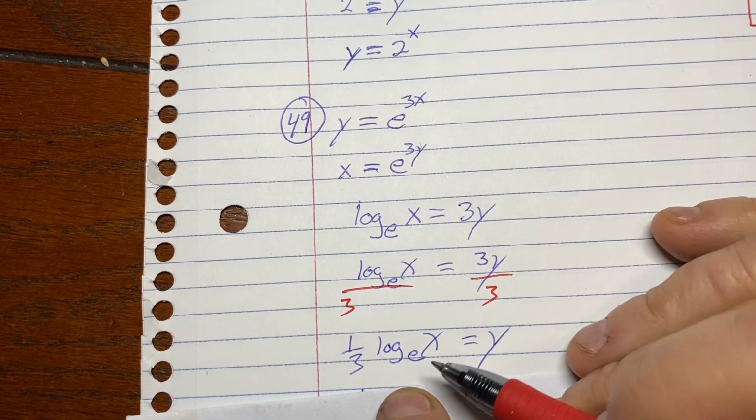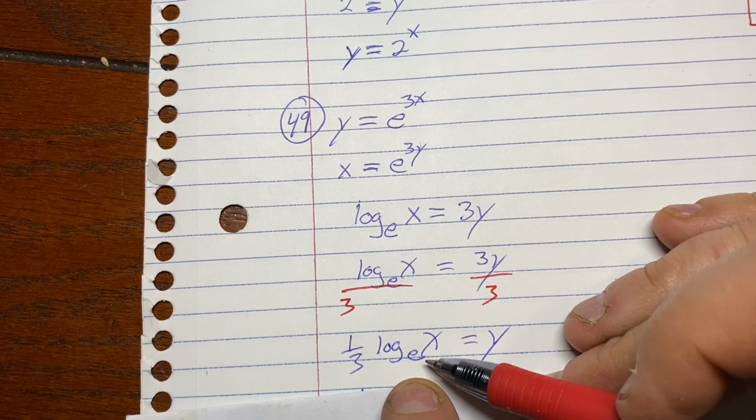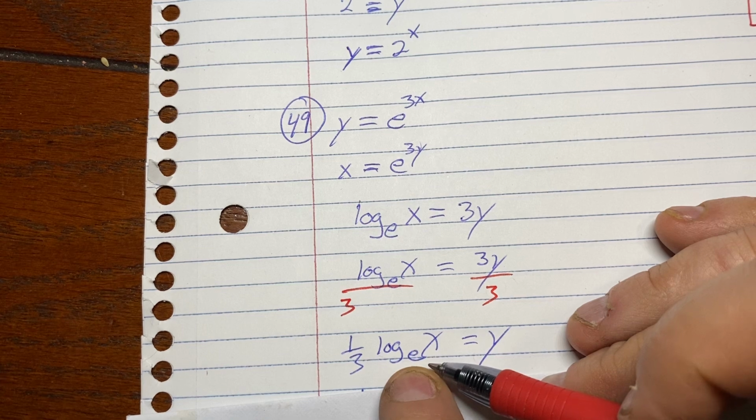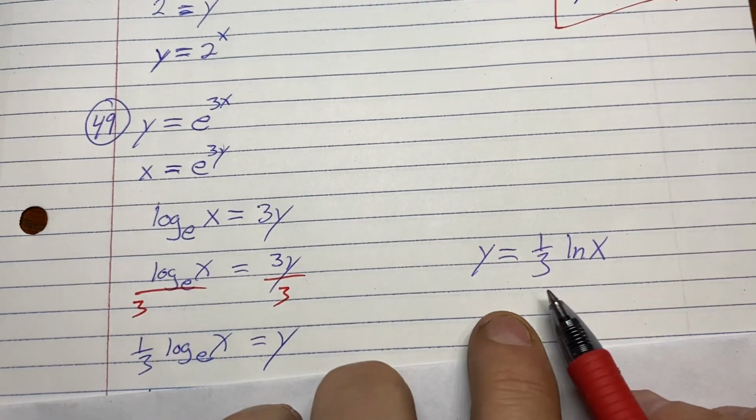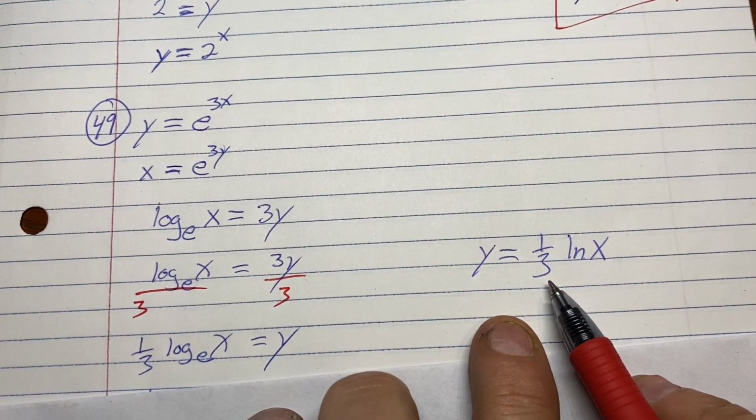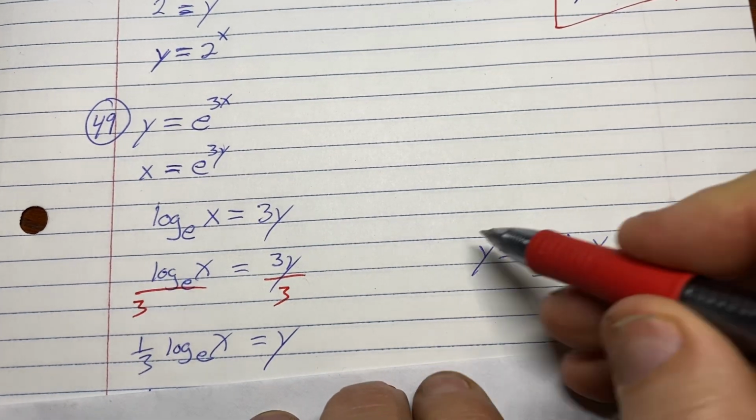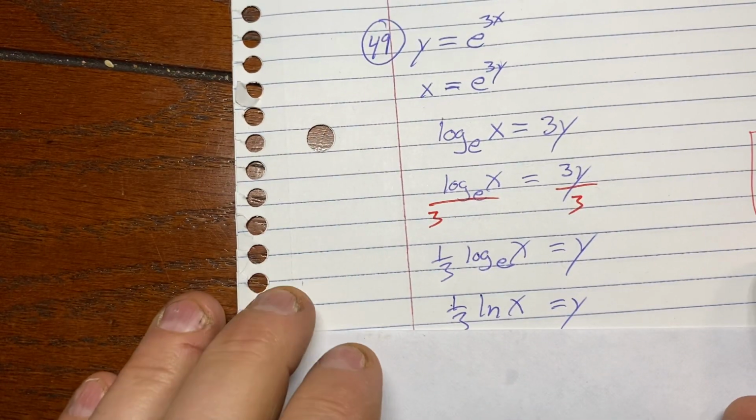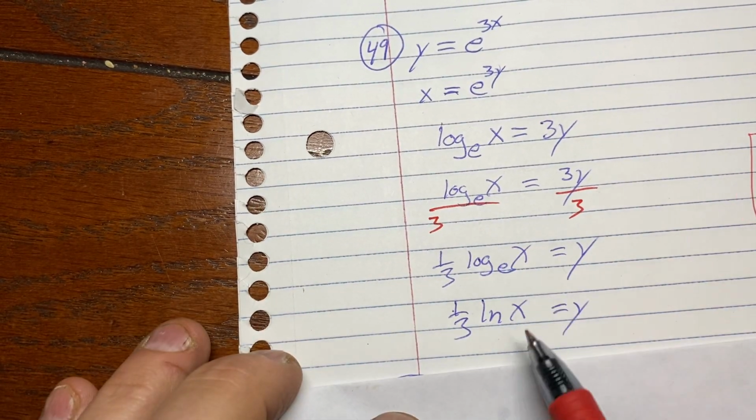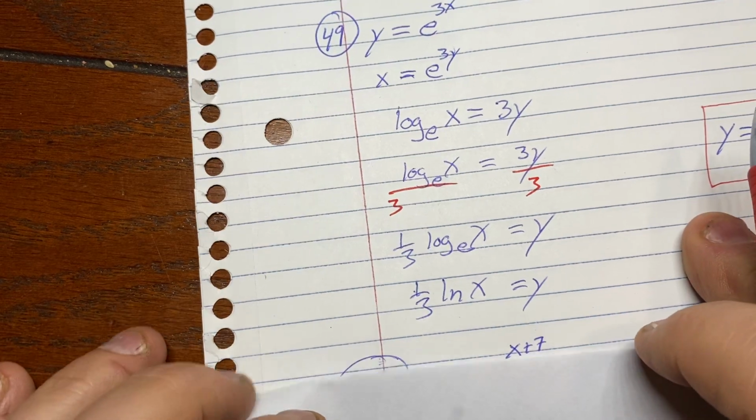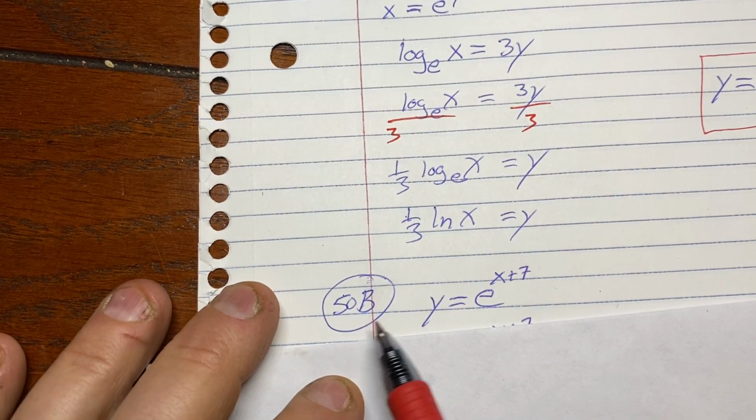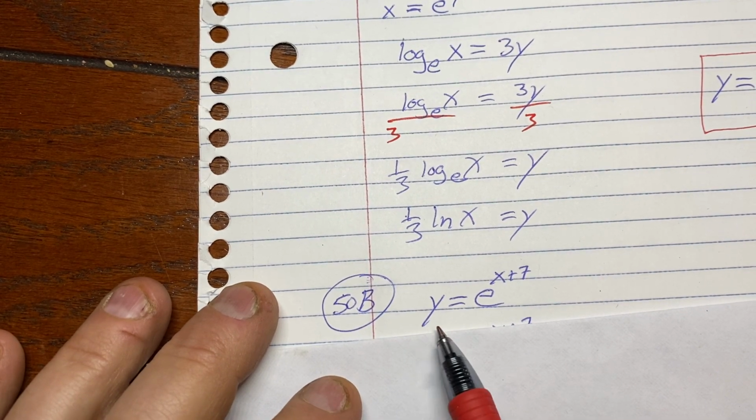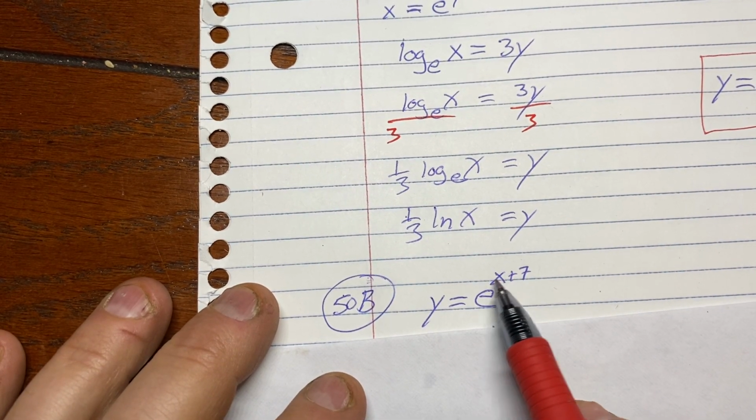We're so close. This right here, if you remember, this is base e, and when it's log base e, that is written as natural log of x. So it's going to be written like this: 1/3 times the natural log of x. This is your answer. Okay. Next one. This is question 50b. Not exactly 50, but it's similar to question 50. Okay. Y equals e to the power of x plus 7.